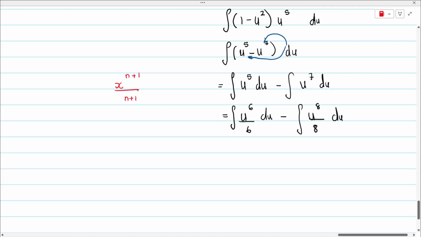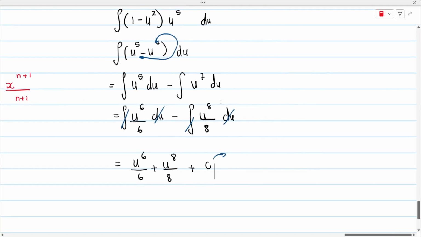Because I've evaluated this expression using the power rule of integration, the integration sign falls away, and the du falls away. So this expression becomes u exponent 6 divided by 6 minus u exponent 8 divided by 8 plus some constant c, which is the constant of integration. So this is the constant of integration here.